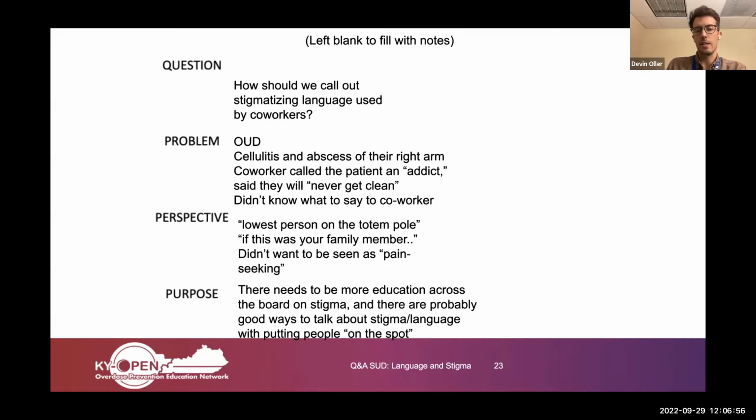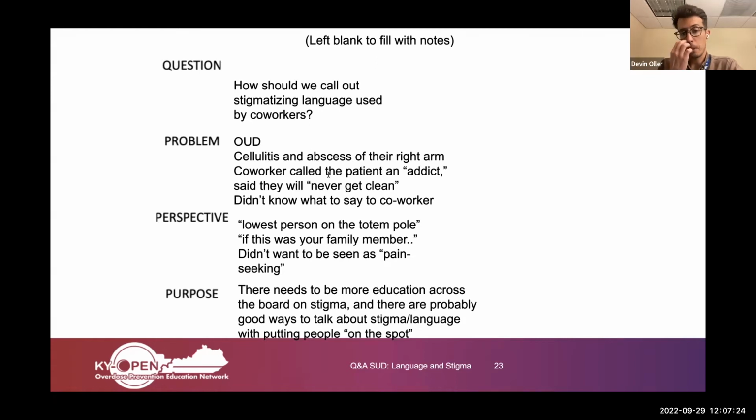If they say, I feel like this person will never get clean, you can reflect back, it is really frustrating and challenging sometimes when we're seeing folks with opioid use disorder not get into long-term remission, right? And so that you're still sort of listening to them, you're still meeting them where they are, but sort of shifting that perspective a little bit.